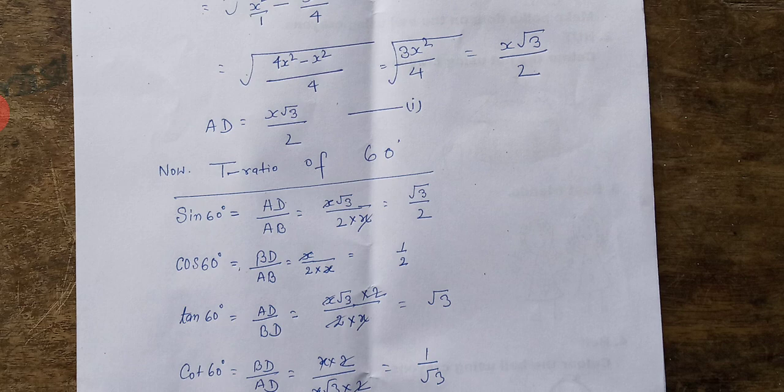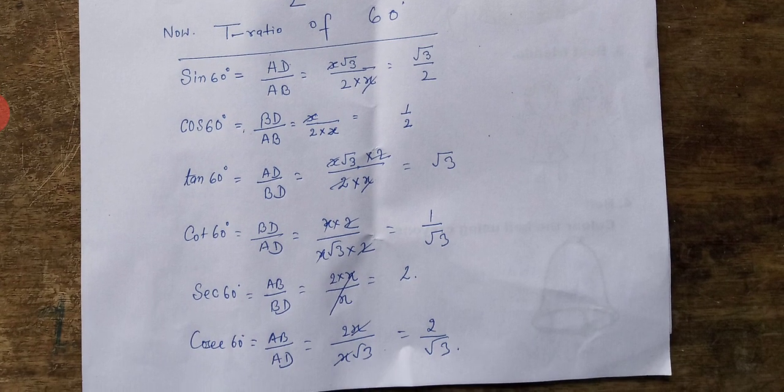Now T ratios of 60 degree. Sin 60 degree is equal to AD by AB. Putting the value of AD, AD by AB is equal to x root 3 by 2 into x. X cancels and the rest is root 3 by 2. And cos 60 degree is equal to BD by AB is equal to x by 2 into x. X cancels. Here I get 1 by 2.